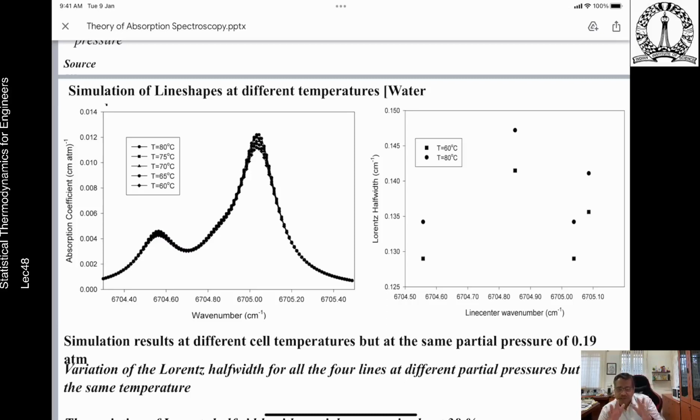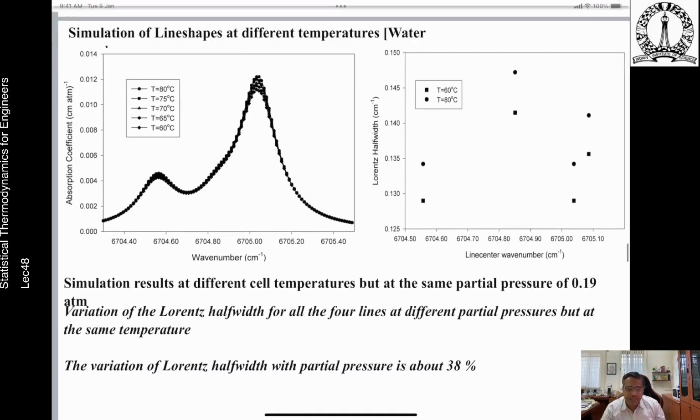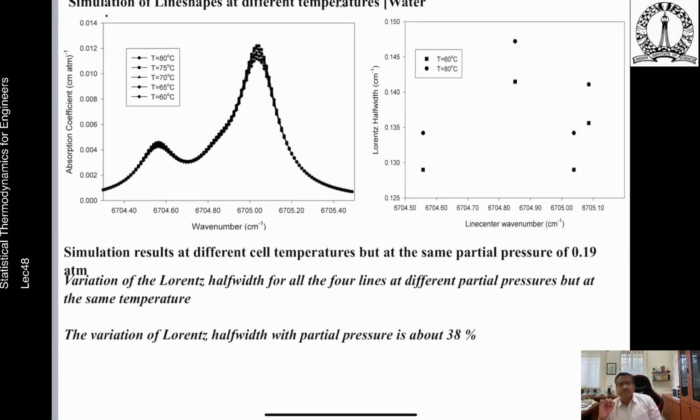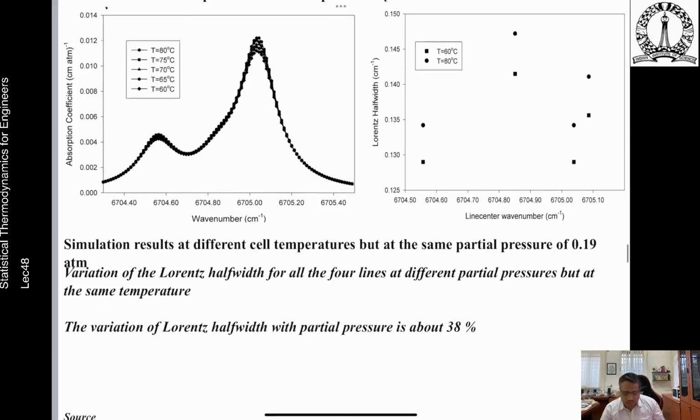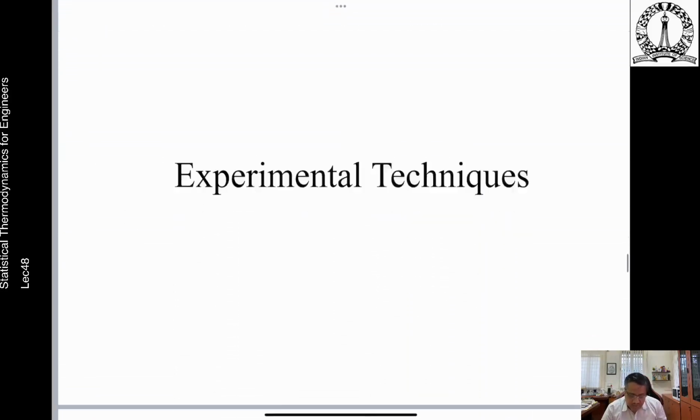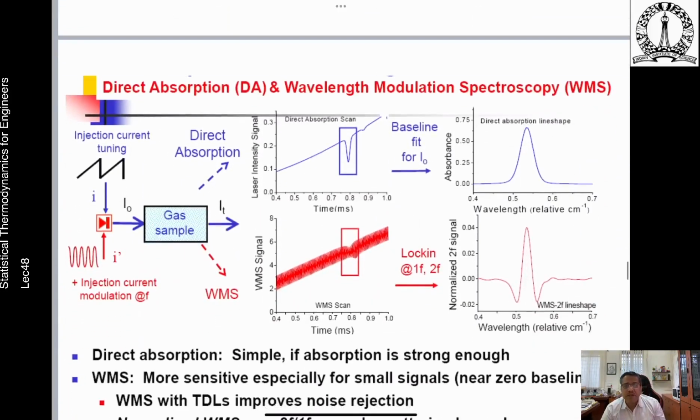Here the half width doesn't change by that much, right? Well, it changes, but not by much. The variation of half width with partial pressure is about 38%, not so much with respect to temperature. Okay, so how do you measure it experimentally?